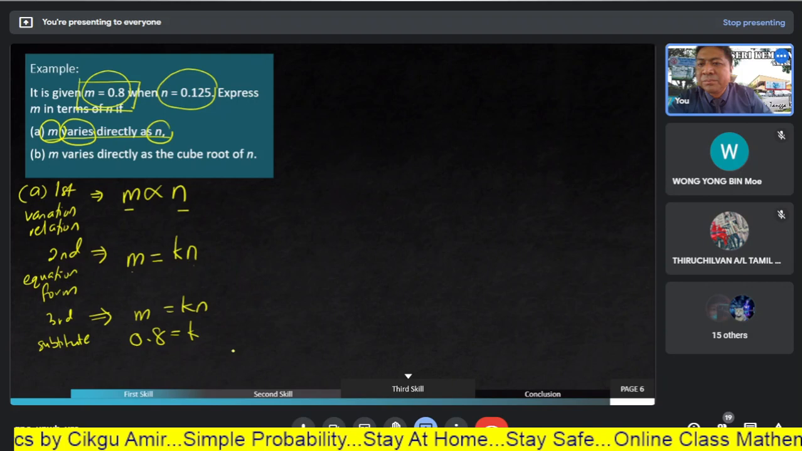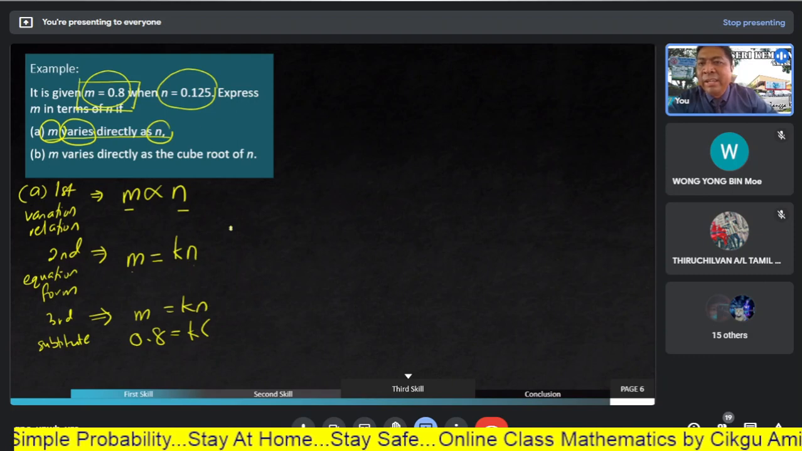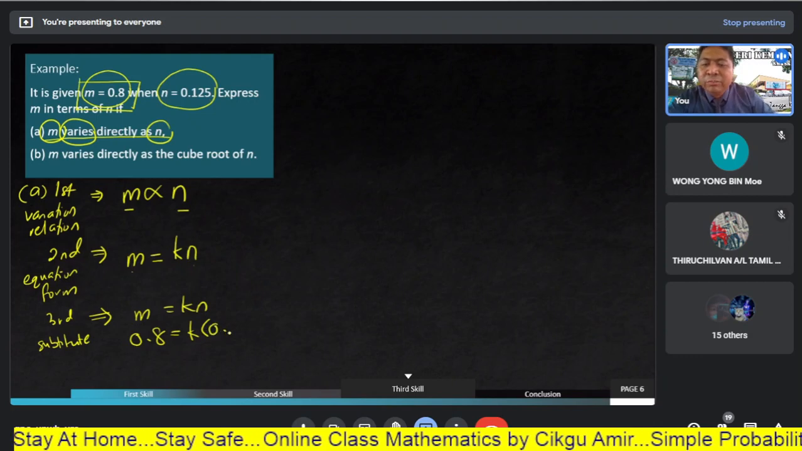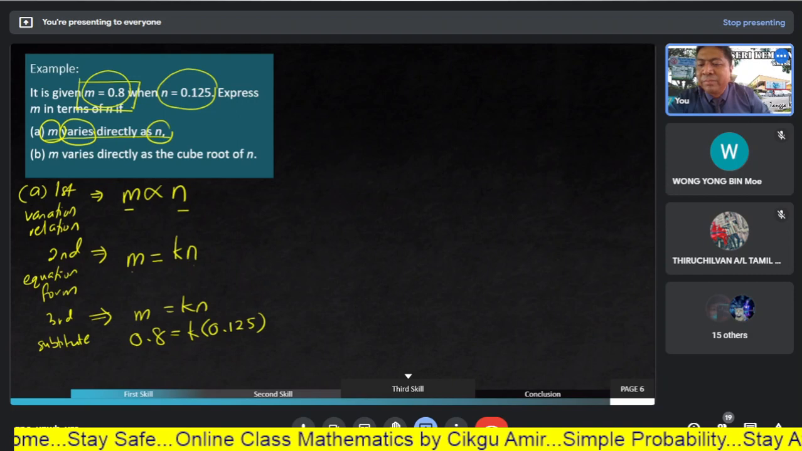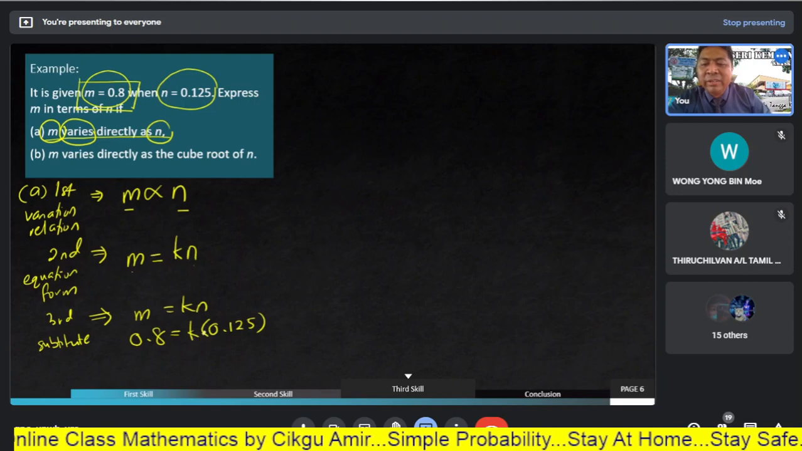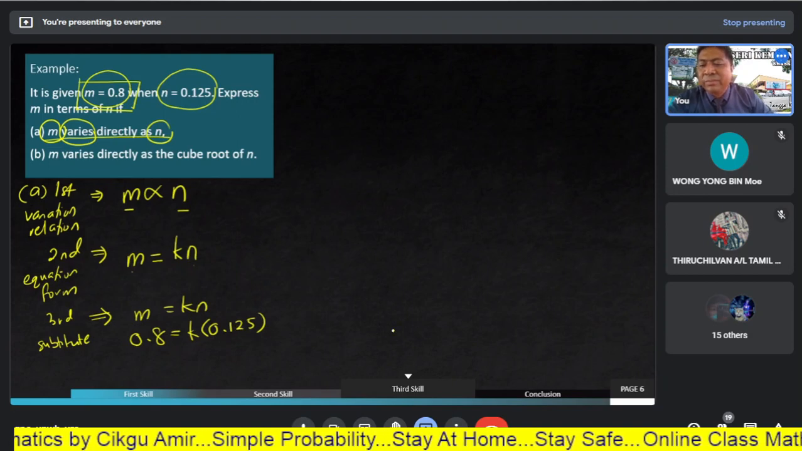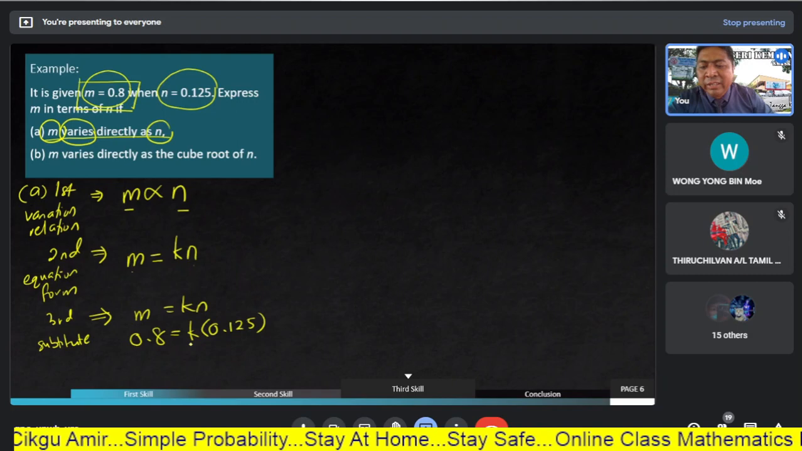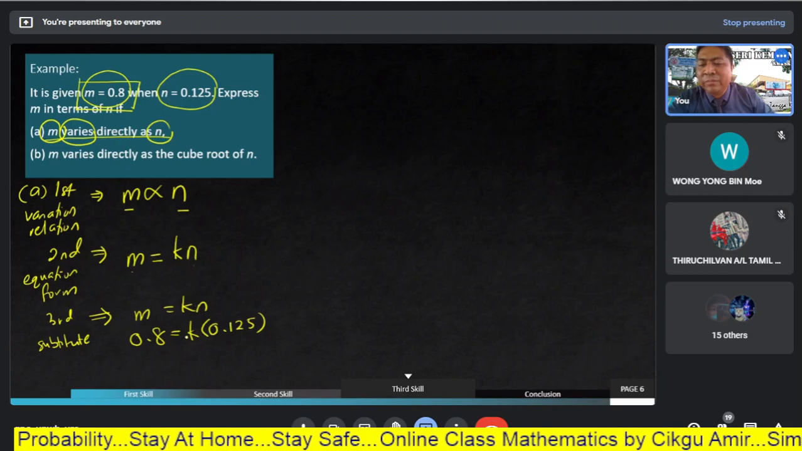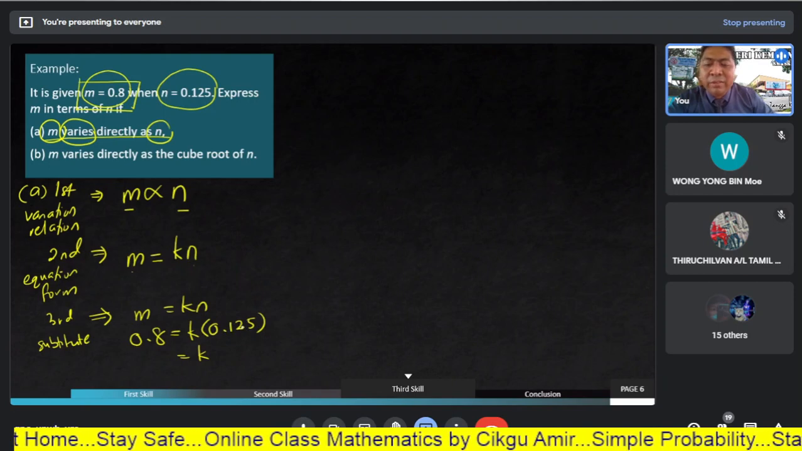You have K here, and you have N. What is the value of N? Apa nilai N? N is 0.125. After substituting, it becomes 0.8 equal to K, in bracket, multiply 0.125. To find the value of K, we move 0.125 to the other side, to the left side. So we have K, and 0.125 moves to the other side.